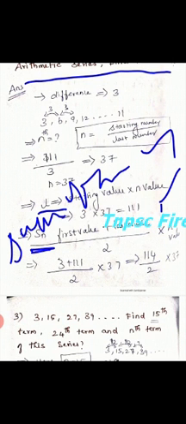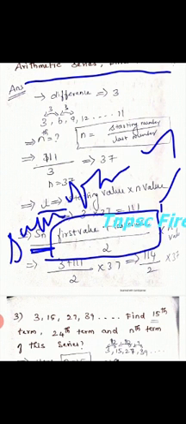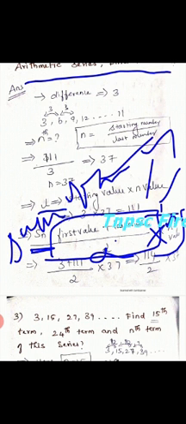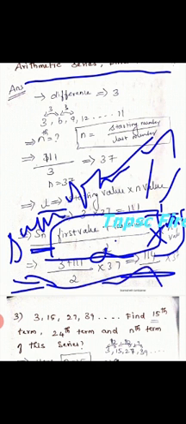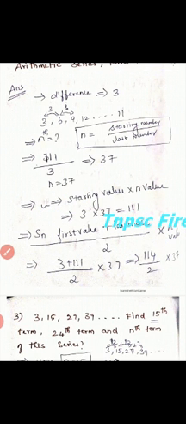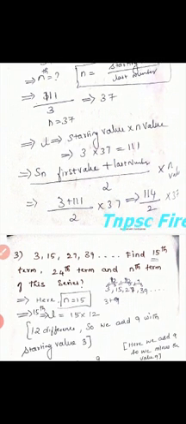Okay, Sn, you write this formula: first value plus last value divided by 2 into the nth value. You already found the nth value, no? You can put it here. Okay, when you simplify these values, you will get the answer. Okay, next problem. We will go to the next problem.